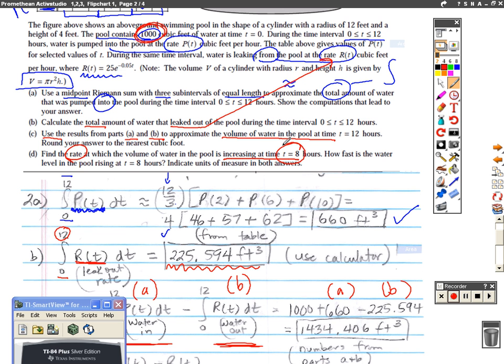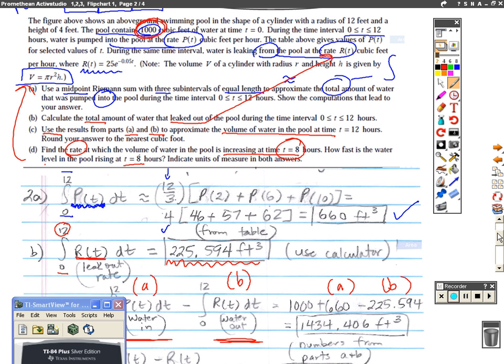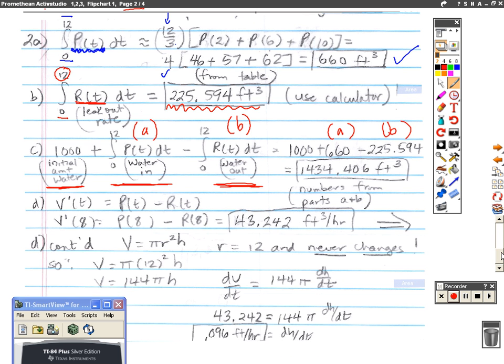How fast is the water level in the pool rising at t equal to 8 hours? Indicate your units of measure. Okay, so there are two things. We want to know something about the rate of the level, and we want to know something about the rate of the volume. Now they told us earlier that volume is equal to pi r squared h, and the level would be the height of the water. So there are two things going on here. The rate of the volume, and if you look right here, the rate of the volume would be the in rate minus the out rate.